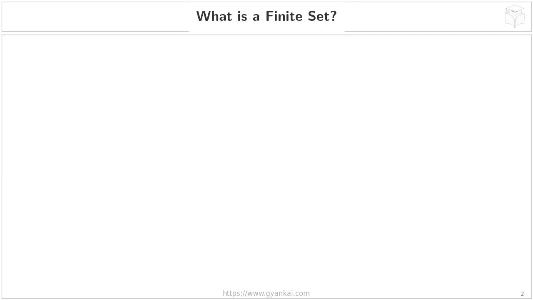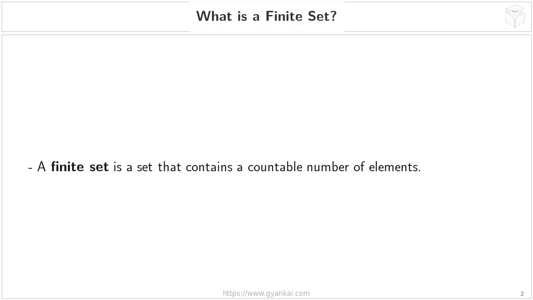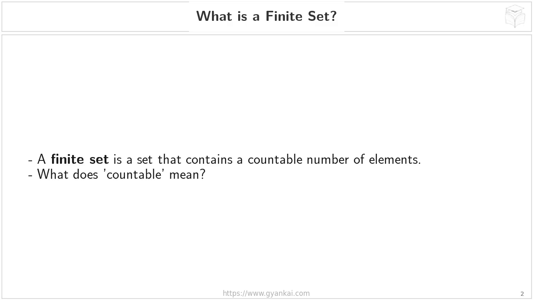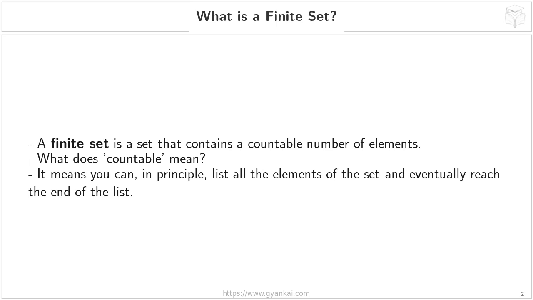What is a finite set? So we've talked about what sets are, just collections of things, and that sets can have different sizes. Now we're going to zoom in on a specific type of set called a finite set. This slide defines what a finite set is. It states that a finite set is a set that contains a countable number of elements. Now, the key word here is countable. What does countable actually mean?